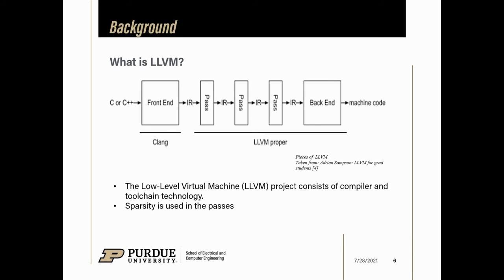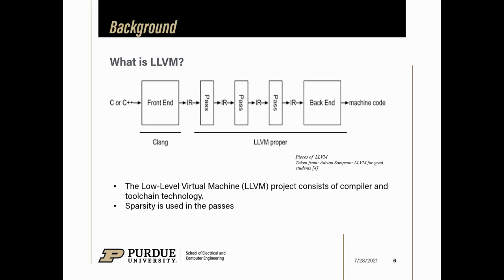Now, I mentioned LLVM, which stands for low-level virtual machine. It's a project that consists of compiler and toolchain technology. As you can see in the diagram above, this is how a typical LLVM version works, with C or C++ compiled through Clang in the front end to output LLVM IR, or intermediate representation. This IR is then run through several passes, which optimize the code as the programmer sees fit.